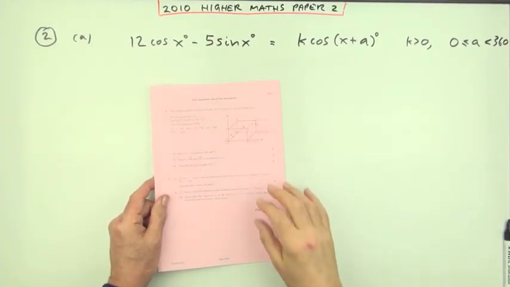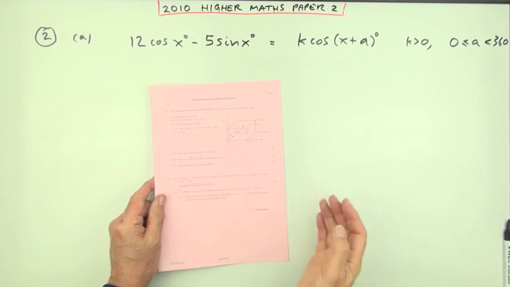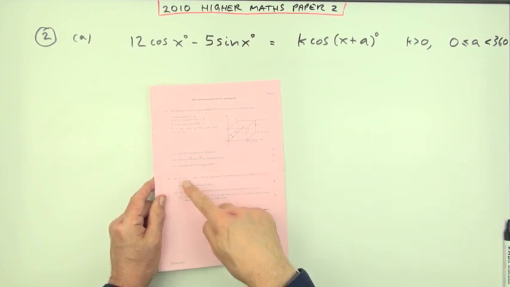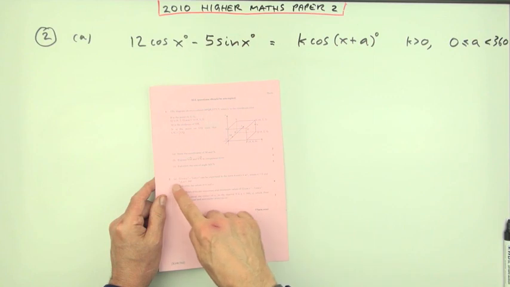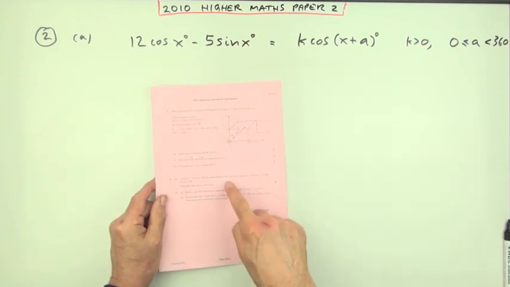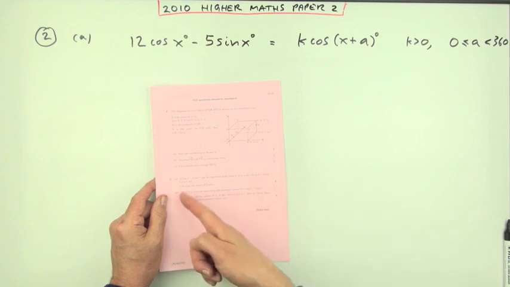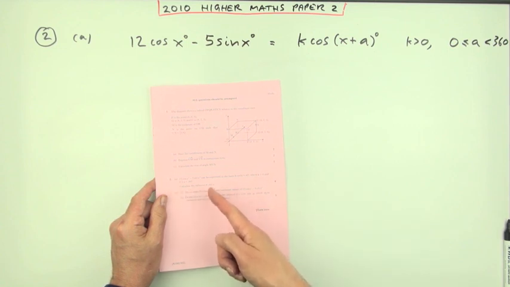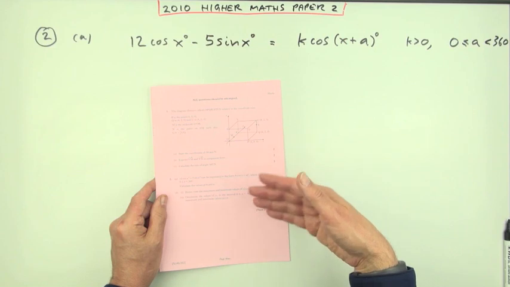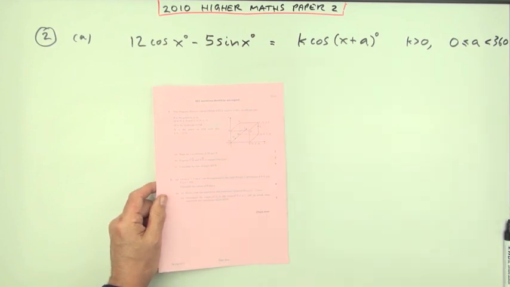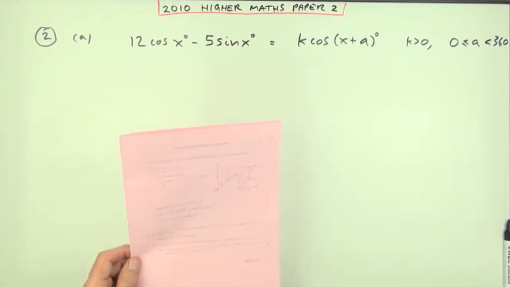Number 2 then from the 2010 Higher Maths paper 2, there you are, wave equation. It says this can be expressed in the form of k cos(x + a). And all it really says is calculate the values of k and a. It doesn't actually say write it out like this, but you would anyway at the end.